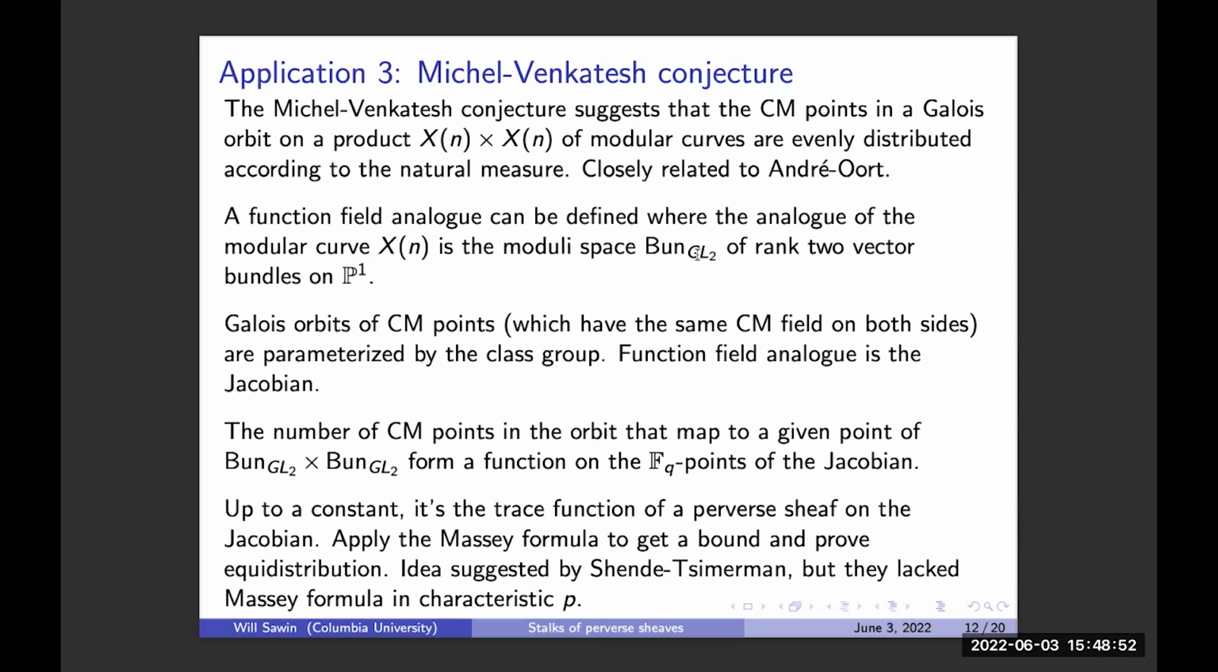This strategy was developed by Sawin and Zimmerman on this problem. They did the entire argument, but they ran into trouble. They didn't have this characteristic p Massey formula. They only knew the Massey formula in characteristic 0. So what they did is they followed the argument up to the place where they needed to use the Massey formula, and they went to characteristic 0, and they said it's true in characteristic 0, so it's reasonable to believe it's true in characteristic p. So then my work filled the gap in their argument.